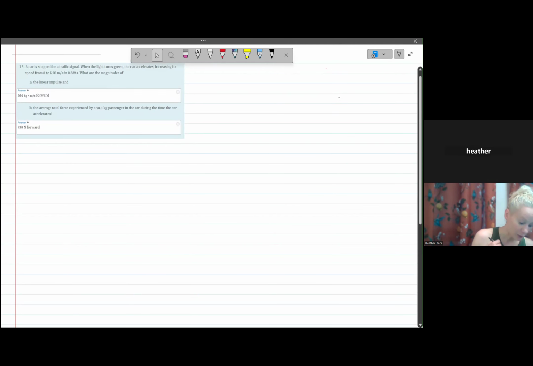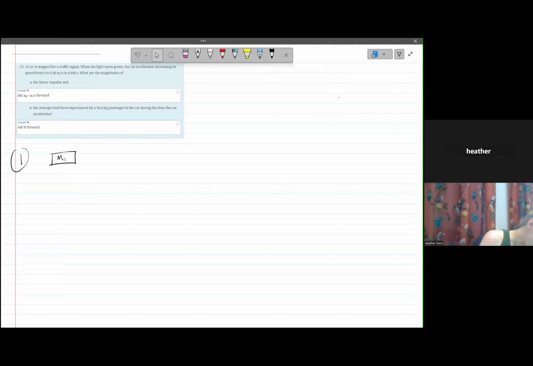Now let's do our next step, which is draw a picture. So number one, draw a picture. We've got a car, we'll call it M1, and it is accelerating forward. And we can also say it then has a momentum. Okay, so we've drawn number one.